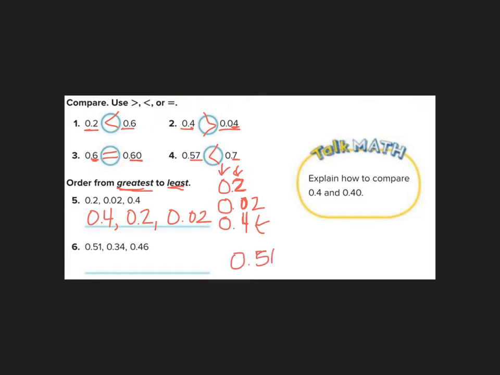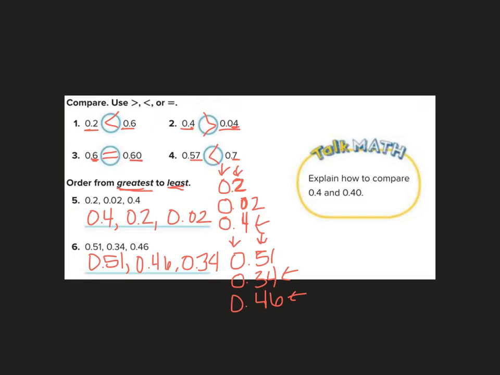Okay, here we have 3 again, so let's stack them. 0 and 51 hundredths, 34 hundredths, and 46 hundredths. Okay, so ones, same. Tenths, as greatest, so the biggest is going to be the 5, so 51 hundredths. Next, we're going to have the 4, so 46 hundredths. And then we're going to have the 3, so 34 hundredths. Going to go back and check again. Did I go biggest to smallest?